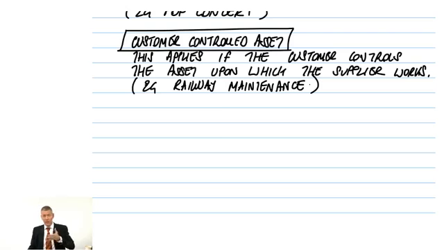So if customer controlled asset applies, then you do revenue recognition over the period. For example, if you had a railway maintenance contract which was for $600,000 for 6 months, then you'd recognise that revenue over the period, $100,000 for each of those months of railway maintenance. That's another easy one.